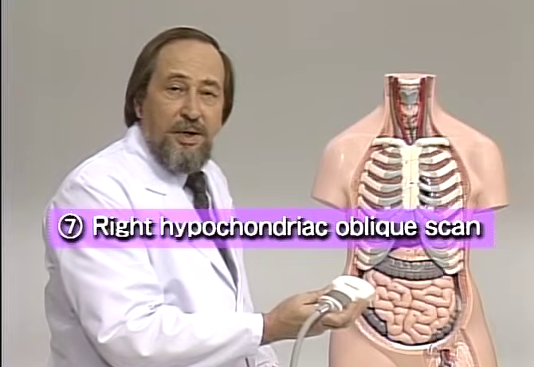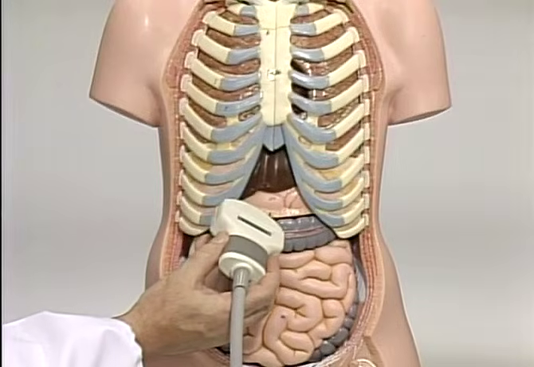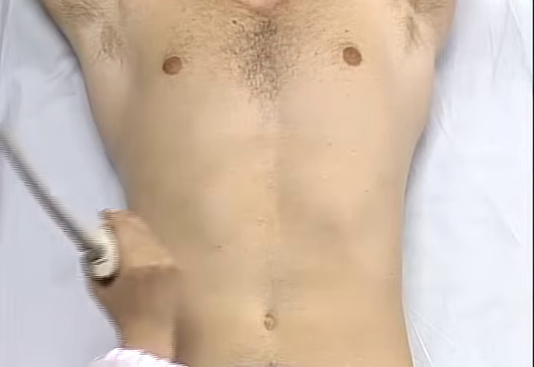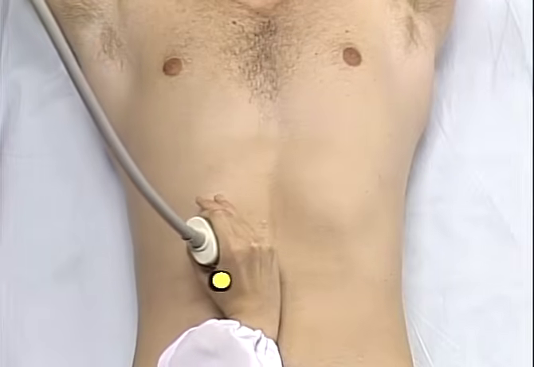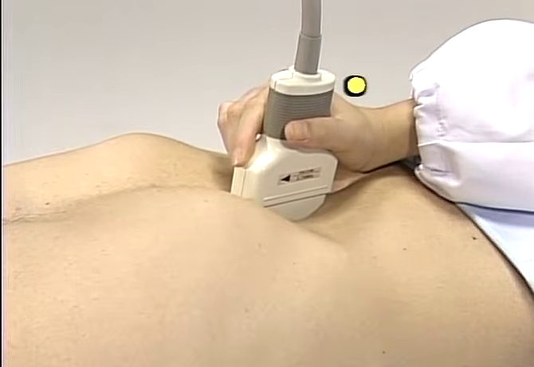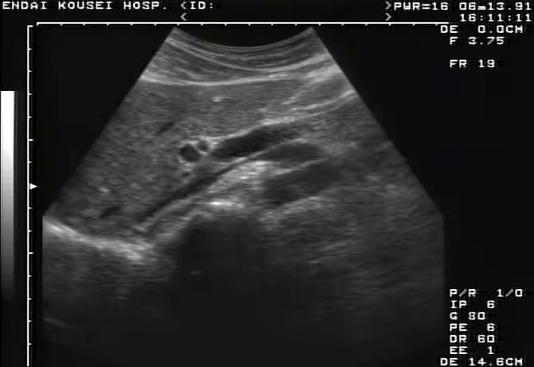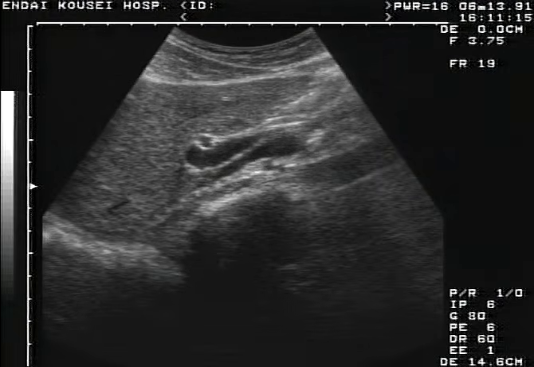Next is the right hypochondriac oblique scan. With this procedure, the right hypochondrium is scanned so as to intersect the right costal margin. Instruct your patient to do abdominal breathing. If clear images cannot be obtained, have the patient lie in the lateral decubitus position. This procedure visualizes the trunk of the portal vein, the superior bile duct, and the inferior bile duct.